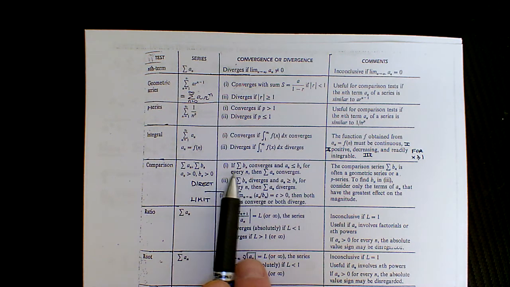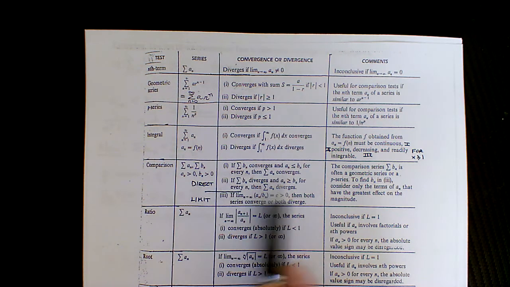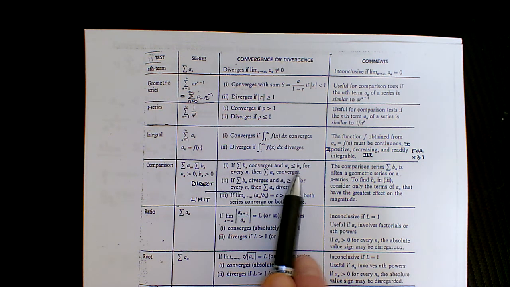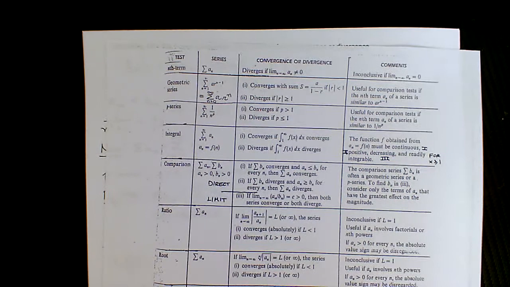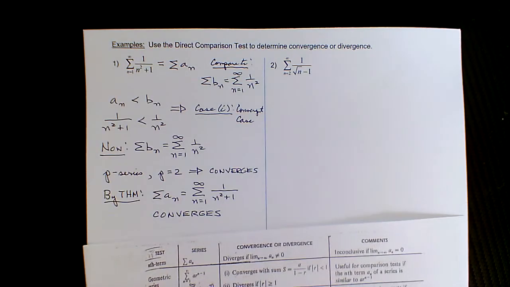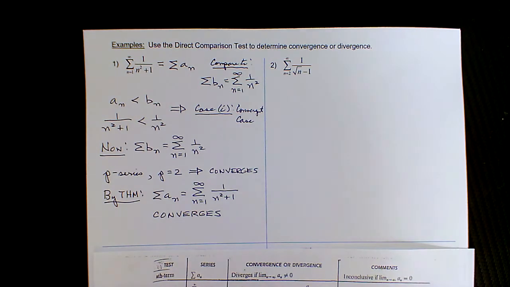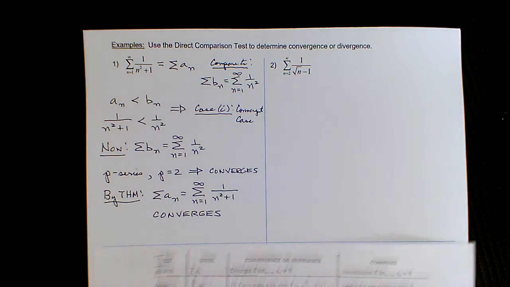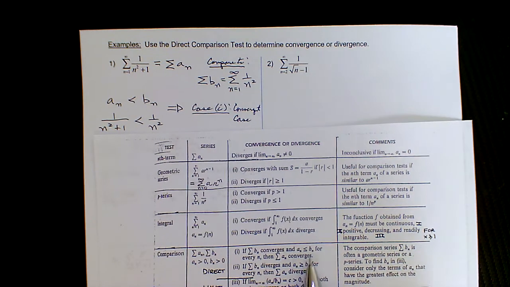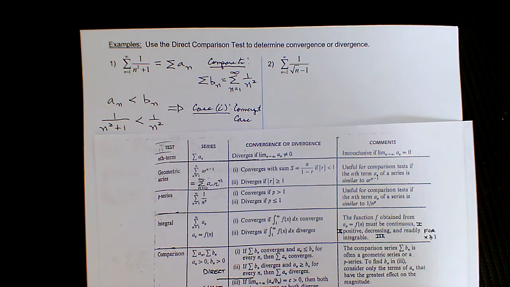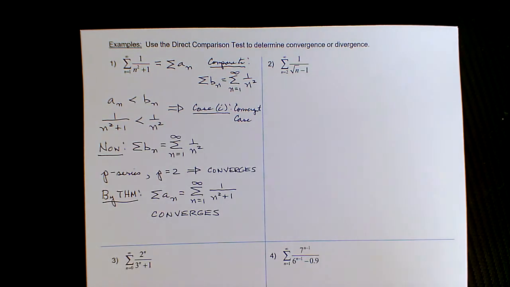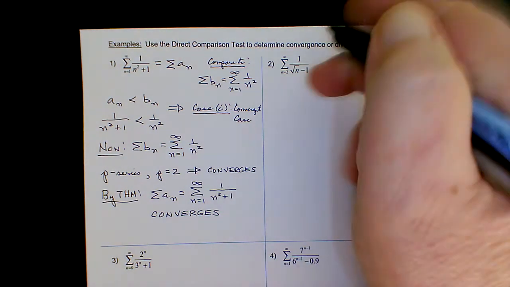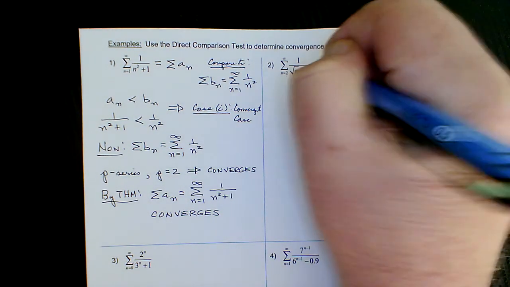But keep in mind about the direct comparison, it's this inequality that dictates which case we're using. So we saw an example last time where when we established that inequality, it was the convergent case because it was less than, so look at the table, it says less than, and we were able to prove convergence of that series. So here's a similar series.